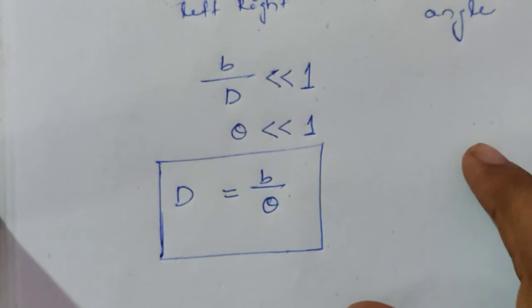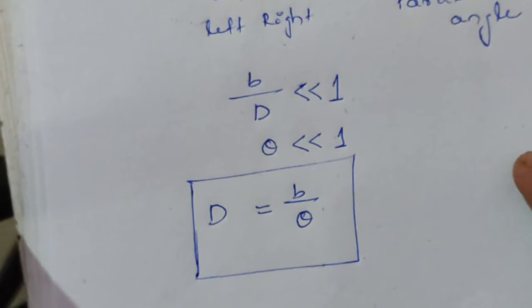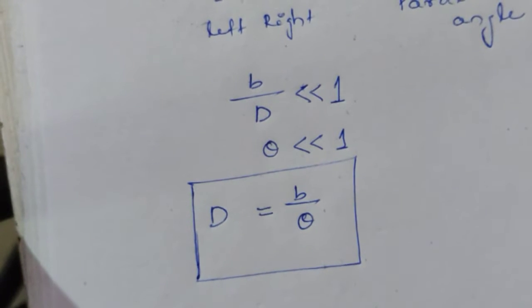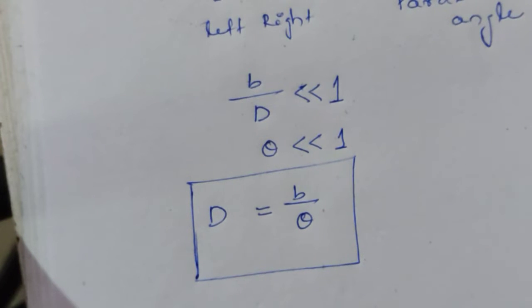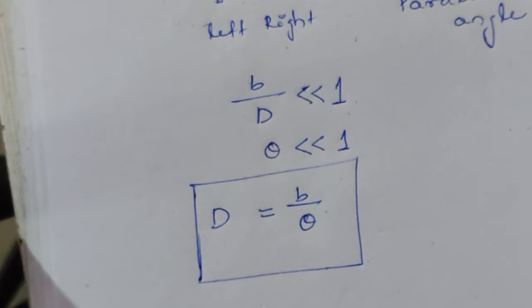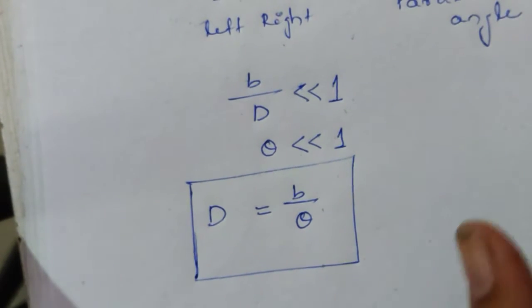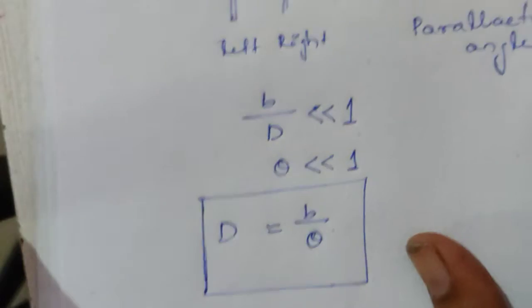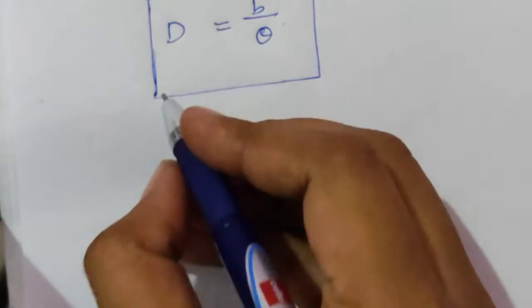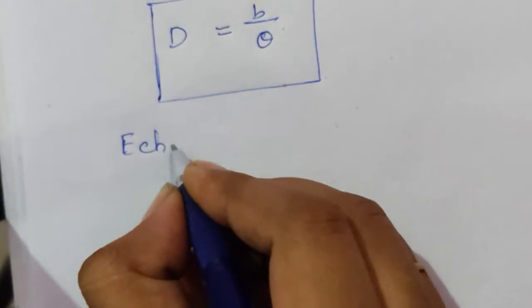So now coming to the other parts, as I said, there are so many other methods which we can use for the measurement of length. There is the echo method, the sonar method, the radar method. So first we will discuss the echo method.